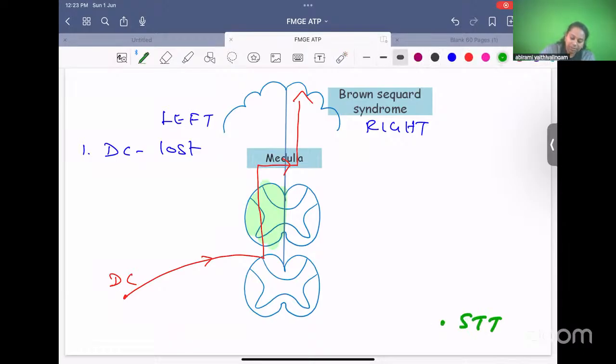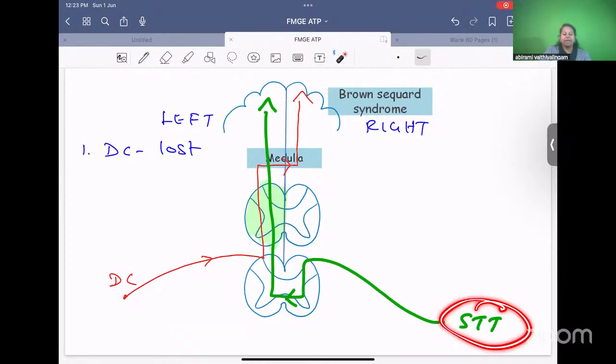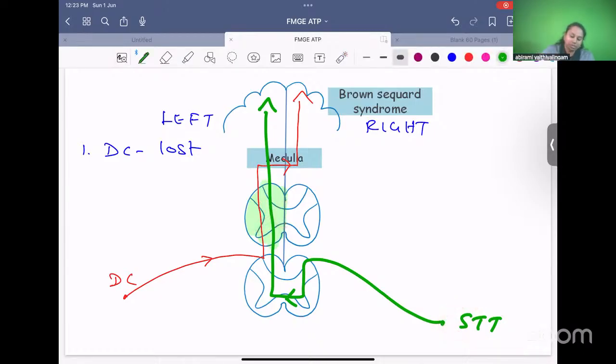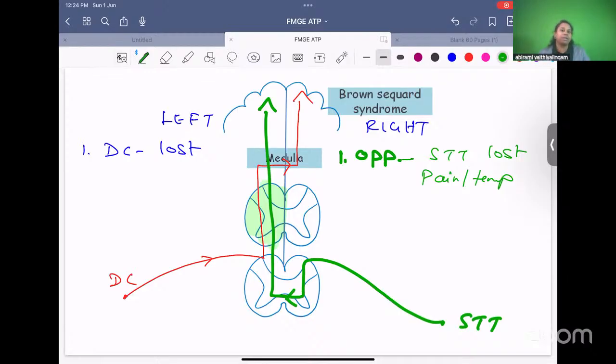So we'll trace the spinothalamic tracts from the opposite half. Spinothalamic tracts from the opposite half enter the spinal cord, cross to the opposite side like this and ascend up into the sensory cortex. So now the spinothalamic tract carrying sensation from the right half, the opposite half, is passing through the damaged portion of the cord. So this will be lost. So on the opposite side, the finding is spinothalamic tract will be lost. It means pain and temperature will be lost. So same side dorsal column sensations are lost, but opposite side pain and temperature is lost.